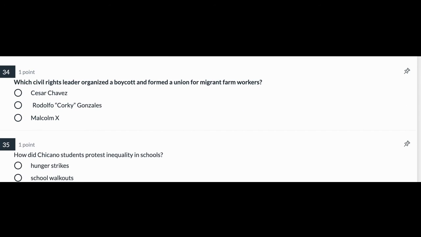34. Which civil rights leader organized a boycott and formed a union for migrant farm workers? Cesar Chavez, Rodolfo Corky Gonzales, or Malcolm X?